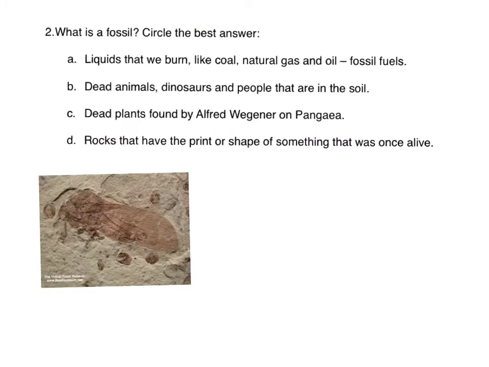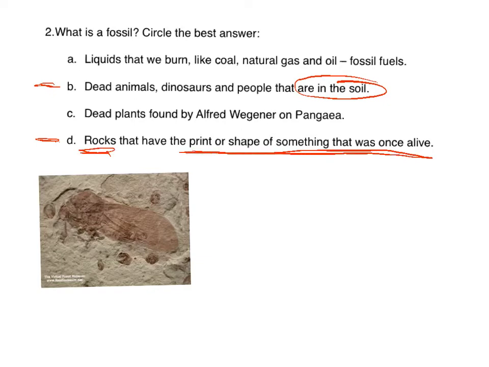Question number 2, what is a fossil? Circle the best answer, okay? Well, the 2 answers that most of you guys thought were this one and this one. So let's have a look at the difference between them, okay? B says dead animals, dinosaurs, and people that are in the soil. Whereas D said rocks that have the print or shape of something that was once alive. So these are the 2 that were most similar, that were most difficult for you.